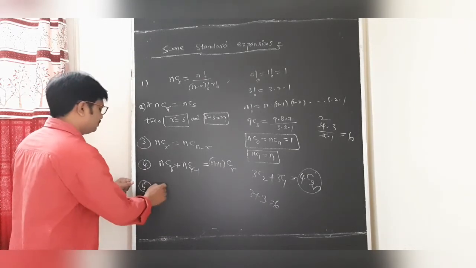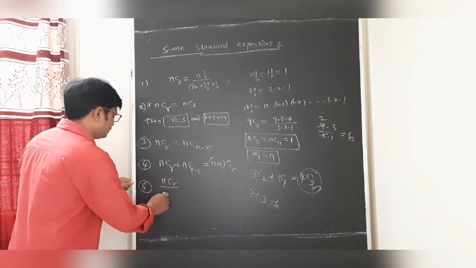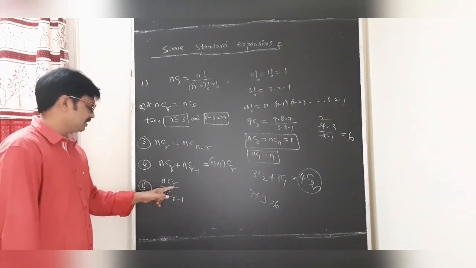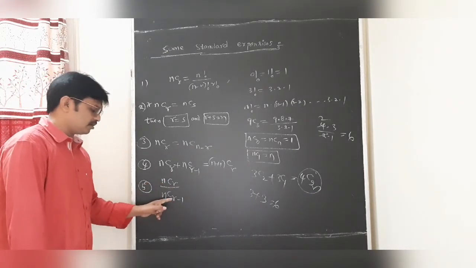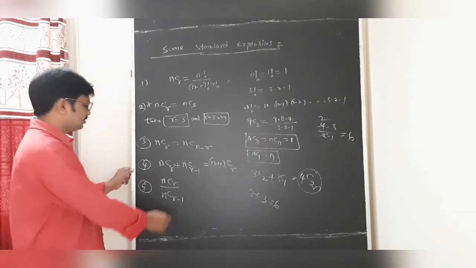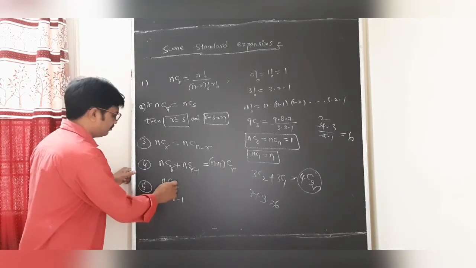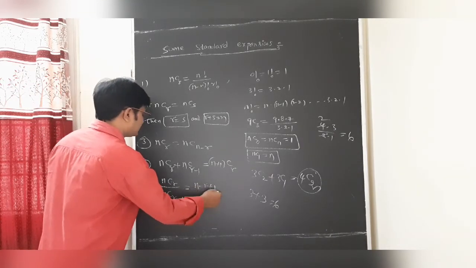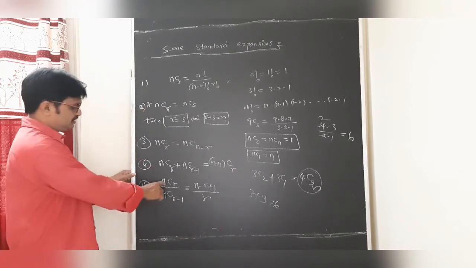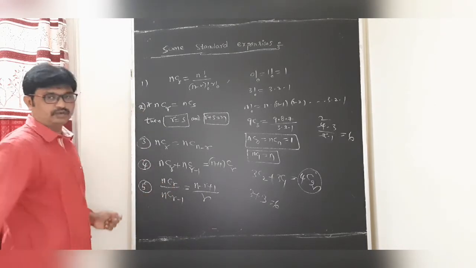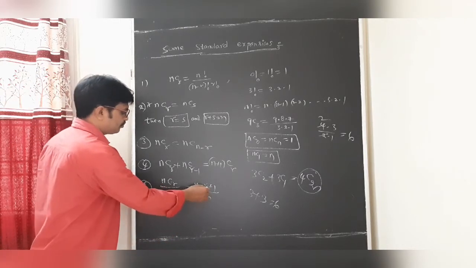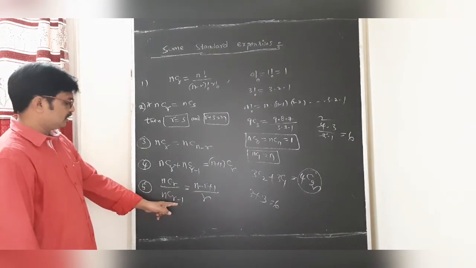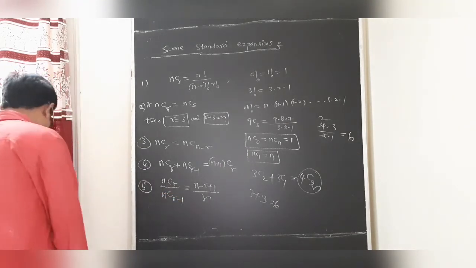Then the other one is NCR by NCR minus 1. Dear students, here the suffix is R, and here it is R minus 1. When the suffixes are successive numbers, undoubtedly the form is N minus R plus 1 upon R. How to write it? NCR by NCR minus 1 can be written as N minus R plus 1 upon R.